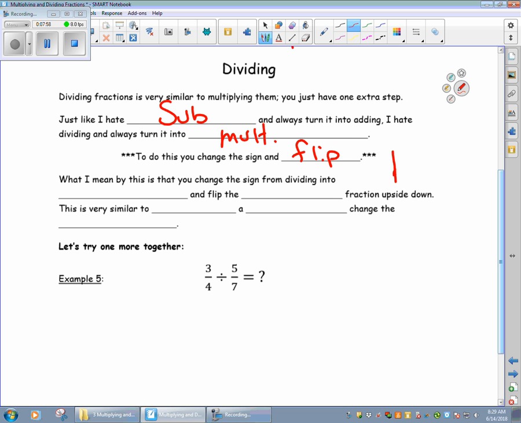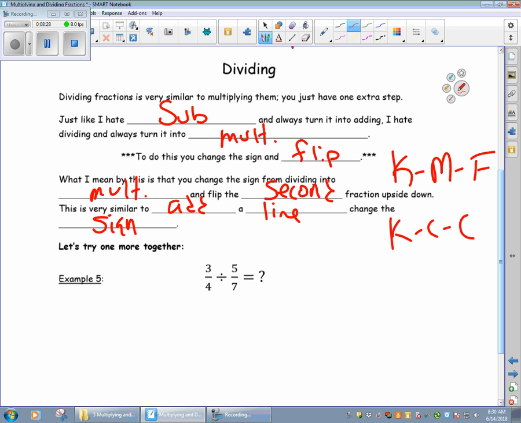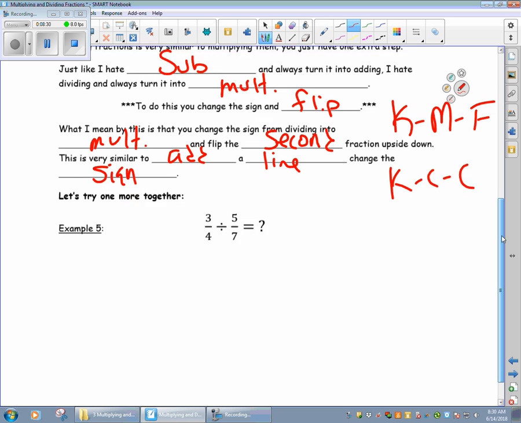Last year, she used to call it KMF all the time. She even had you guys make posters and do stuff like that. And what I mean by this is that you change the sign from dividing into multiplying, and then flip the second fraction upside down. It's really similar to the whole keep, change, or add a line and change the sign. Any little saying that you want to use to help yourself with that is good. She uses keep, change, or KMF if we're doing this with fractions like this.